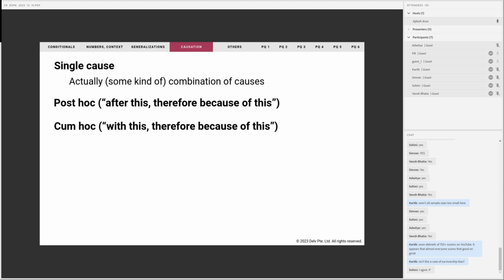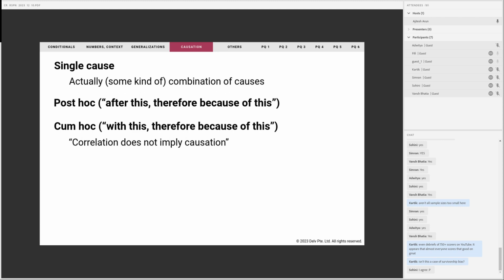Now let's come to the most important one for us, correlation. Some people would refer to this as cum hoc, but we're just going to call it correlation. If two things happen together, then there is absolutely no guarantee that there is any sort of causal relationship between the two of them. You might have heard it expressed like this: correlation does not imply causation.